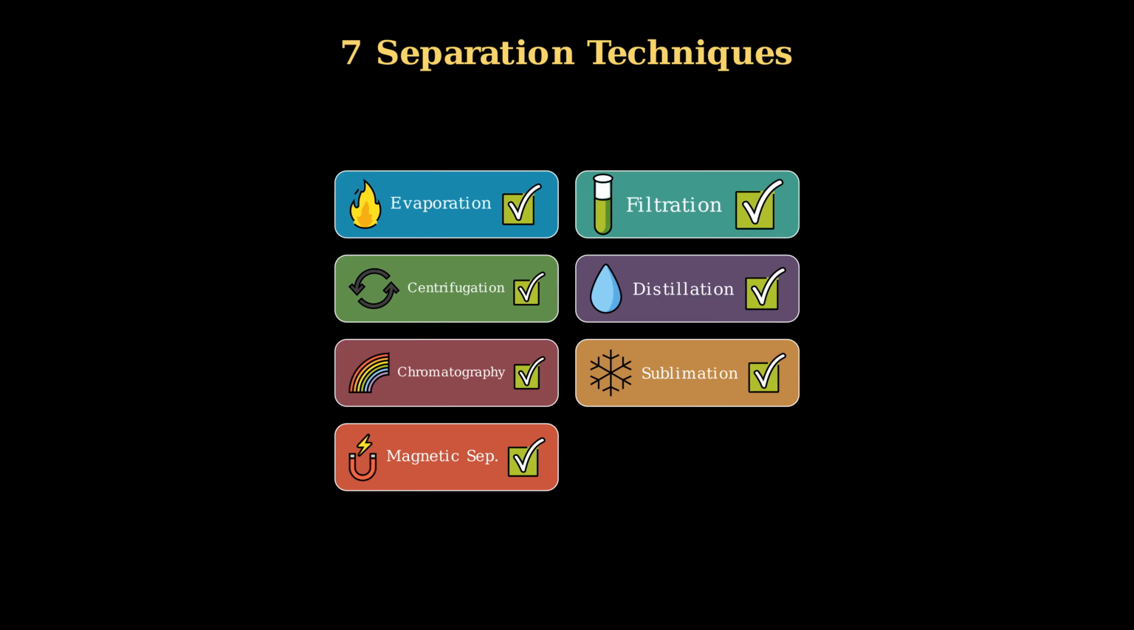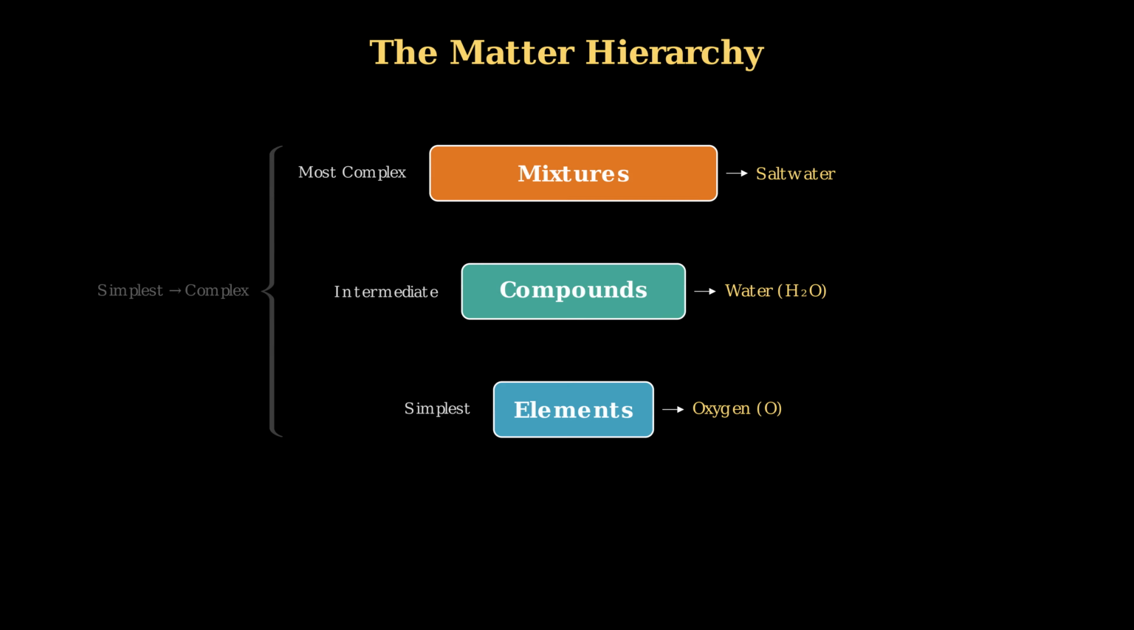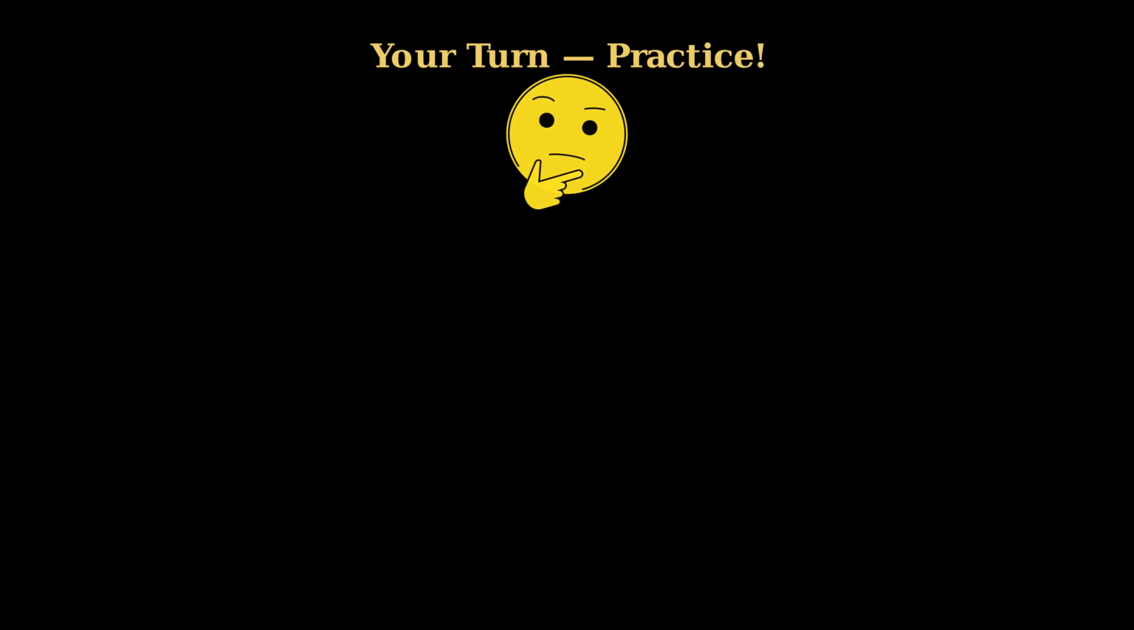And you learned 7 separation techniques. Each works for different types of mixtures. Choose the right one and you can separate almost anything. Finally, remember the hierarchy. Elements are the simplest, compounds are made from elements, and mixtures are combinations of either elements or compounds.